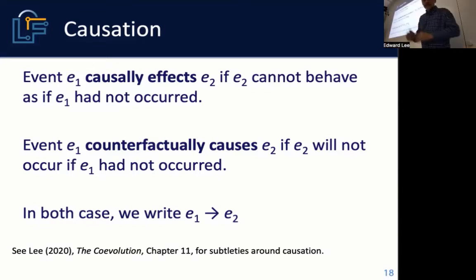So there's a subtle distinction between those. In both cases, we define a causality relation, and we say that E1 causes or has a causal relationship with E2.